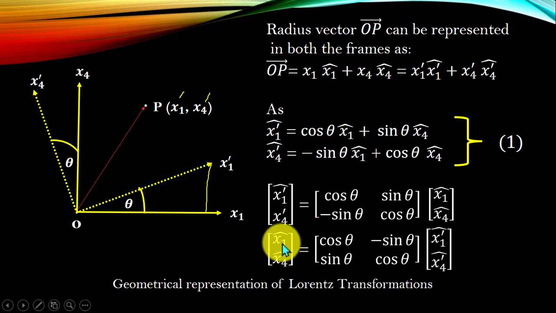So the value of x1 cap from the transformation equation will be equal to what? Multiplication of first row with first column, that is cos theta x1 prime cap minus sin theta x4 prime cap. And similarly the value of x4 cap will be equal to second row with the column, which is sin theta x1 prime cap plus cos theta x4 prime cap.